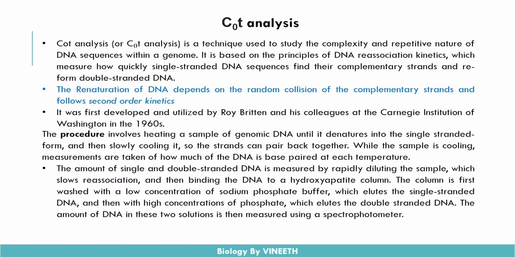This sodium phosphate buffer first elutes the single stranded DNA molecules, and then you have to wash the column with higher concentrations of the sodium phosphate buffer. This higher concentration now elutes the double stranded DNA forms. When you wash the column initially with the lower concentration, you extract the mixture which contains the single stranded DNA forms, and the second time you do the same thing with the higher concentration of the sodium phosphate buffer.